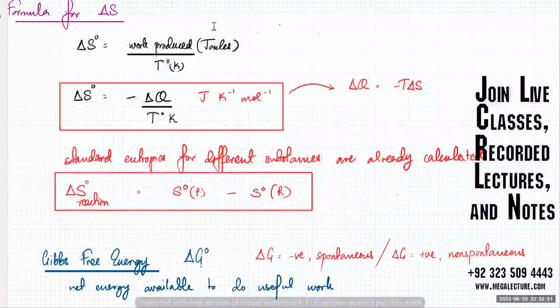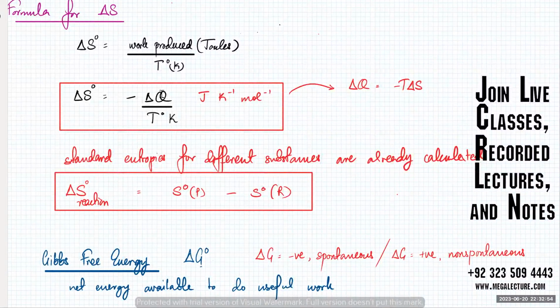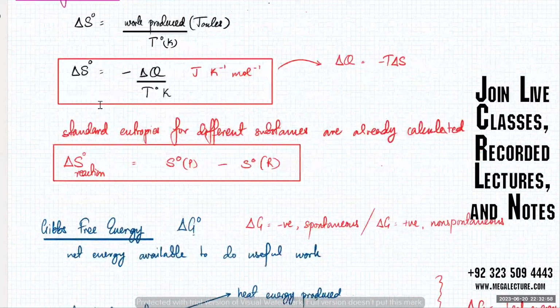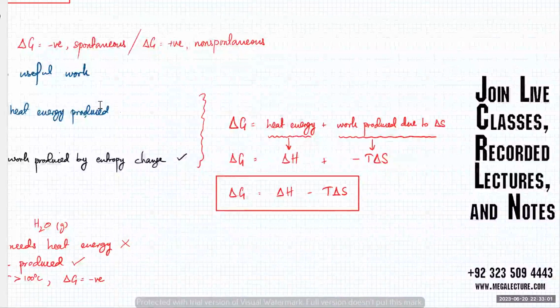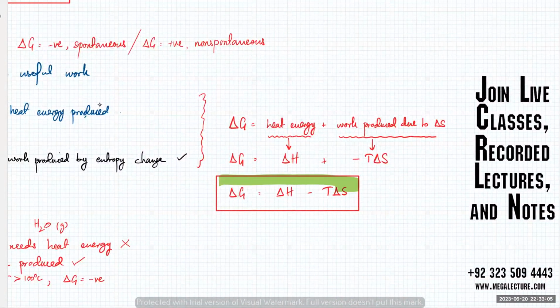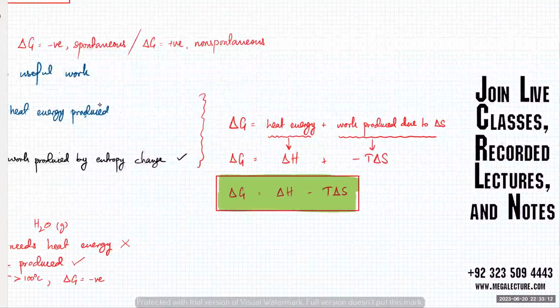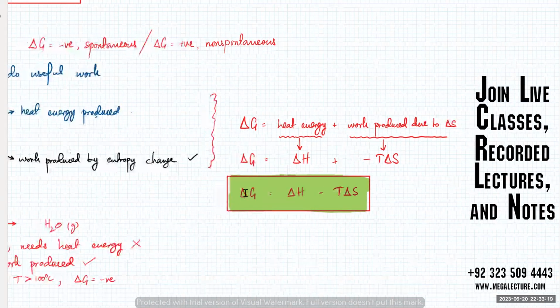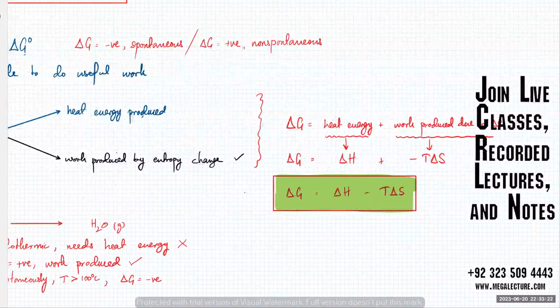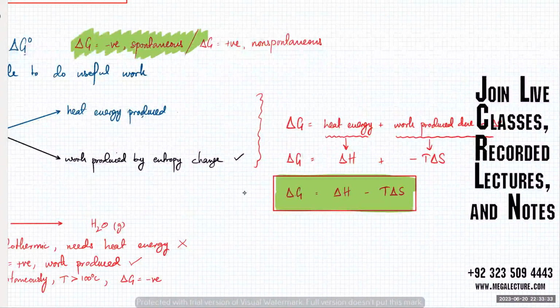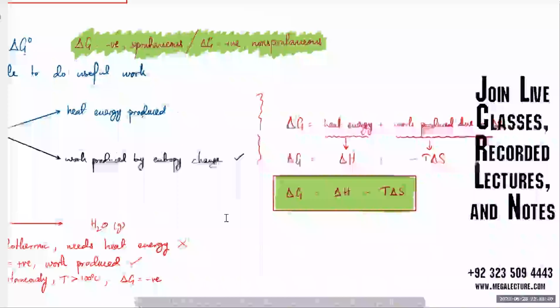Yeah, it's clear. Because that's where I'm getting this. So that's the work that is produced due to entropy change. So that's my formula, which I'm going to use, because that's the sum of enthalpy change plus the work that is produced due to entropy change. That's it. And remember, if delta G comes out to be negative, this part is also important, negative means that it's spontaneous, and positive means that it's non-spontaneous.